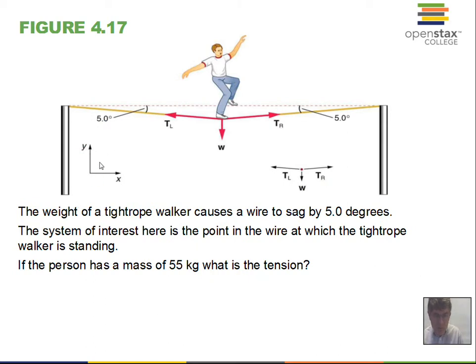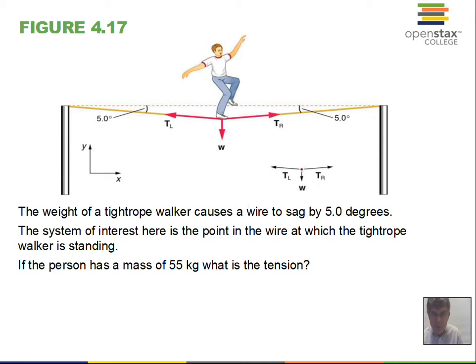How about a person on a tightrope? As the person stands, the wire sags a little bit, and the free body diagram here shows the weight of the person going down. There are two tension forces. The wire is going to create a tension to the right and a tension to the left at the place where this person is standing. Let's suppose the person has a mass of 55 kilograms.